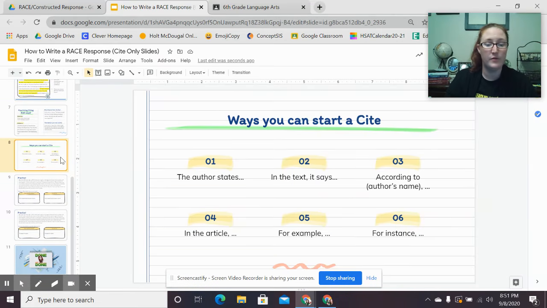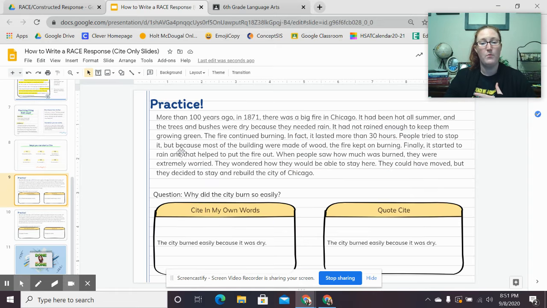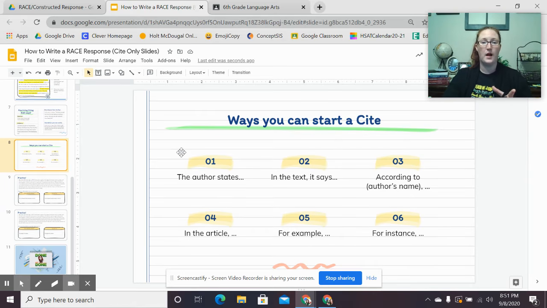Moving on. So here's a couple of different ways that you can start a citation. These are called sentence starters. In class, we would normally have a big giant poster that would have a whole bunch of these for you to use, but you can always come back to this PowerPoint to look for these as examples of ways that you could start off a citation. So: the author states, the one that I used before; in the text it says; according to, and then you put in the author's last name; in the article or in the text or in the book or in the poem. A lot of different ways you could do that. Very simple. For example would be another one, or for instance. So all of these are awesome ways to start a citation sentence for your race response.